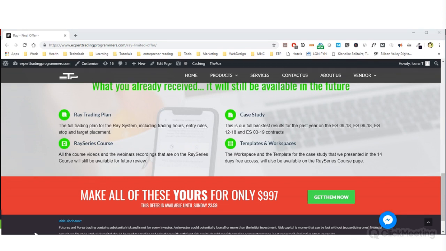Oh, and obviously, I mentioned this before, but I feel that I should mention it again. We're going to add more trail types to the RayTrader as well.